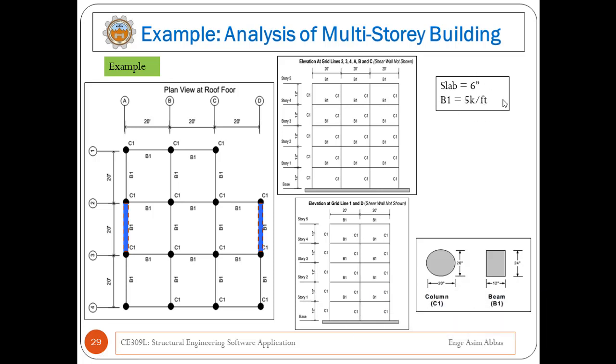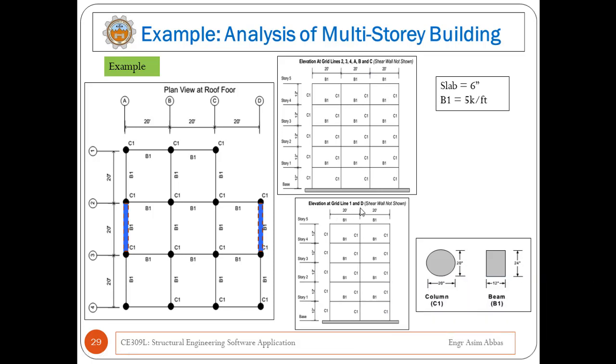And the slab thickness in all levels of this building is 6 inches. The elevation of the building is different in both directions, along grid lines 1, 2, 3 and 4, and along A, B and C grid lines, and both elevations are shown in the figure. There are 3 bays along grid lines 2, 3, 4, A, B and C, and there are 2 bays along grid lines 1 and D.